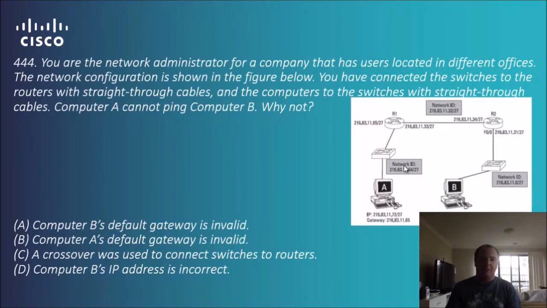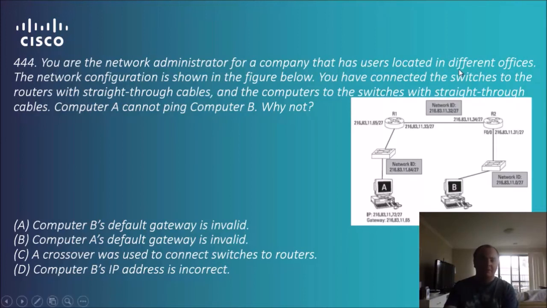444, it's got another one of these diagrams. You're the network administrator for the company that has users located in different offices. The network configuration is shown in the figure below. You have connected the switches to the routers with straight through cables, and the computers to the switches with straight through cables. Awesome. Computer A cannot ping computer B. Why not? So we've got computer B's default gateway is invalid. Computer A's default gateway is invalid. Crossover cables used to connect the switches to the routers. Computer B's IP address is incorrect.